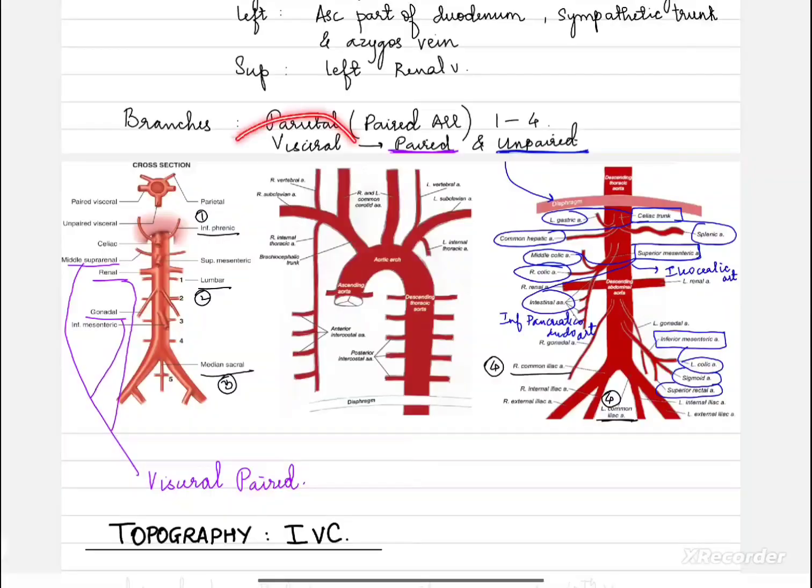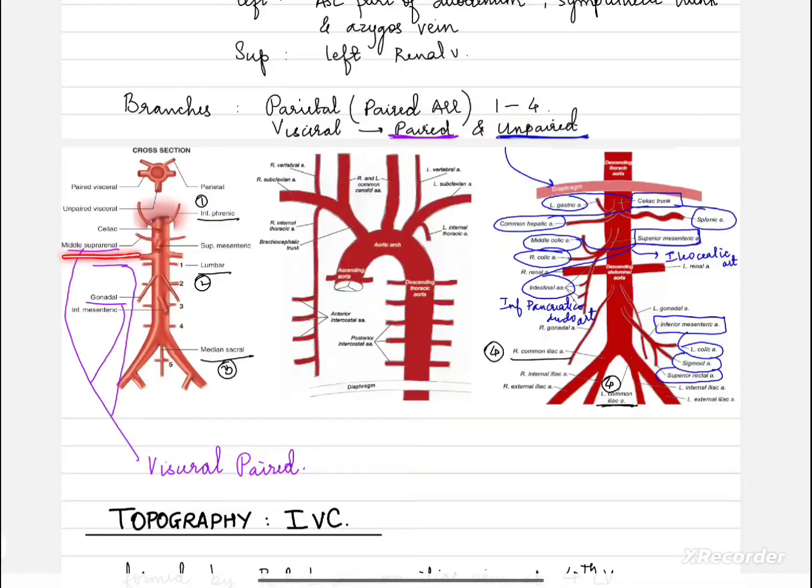Now visceral branches are paired and unpaired. Visceral paired are the middle suprarenal, renal and gonadal. In the gonadal, there is the testicular artery in males and the ovarian artery in females.